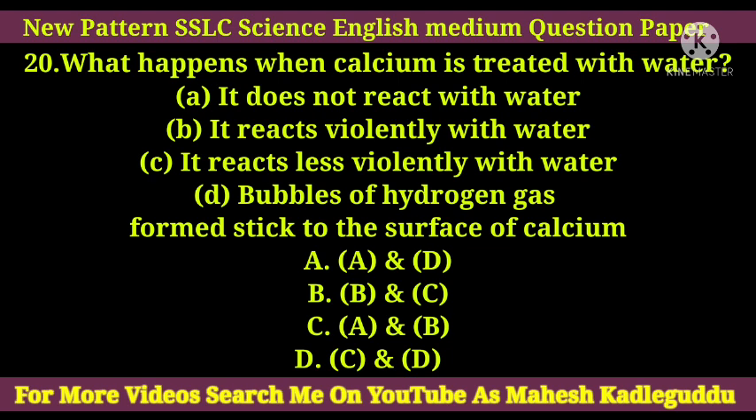20th question. What happens when calcium is treated with water? It does not react with water. It reacts violently with water. It reacts less violently with water. Bubbles of hydrogen gas form and stick to the surface of calcium. When calcium is treated with water, it reacts less violently with water and bubbles of hydrogen gas form and stick to the surface of the calcium. The right answer is C and D.